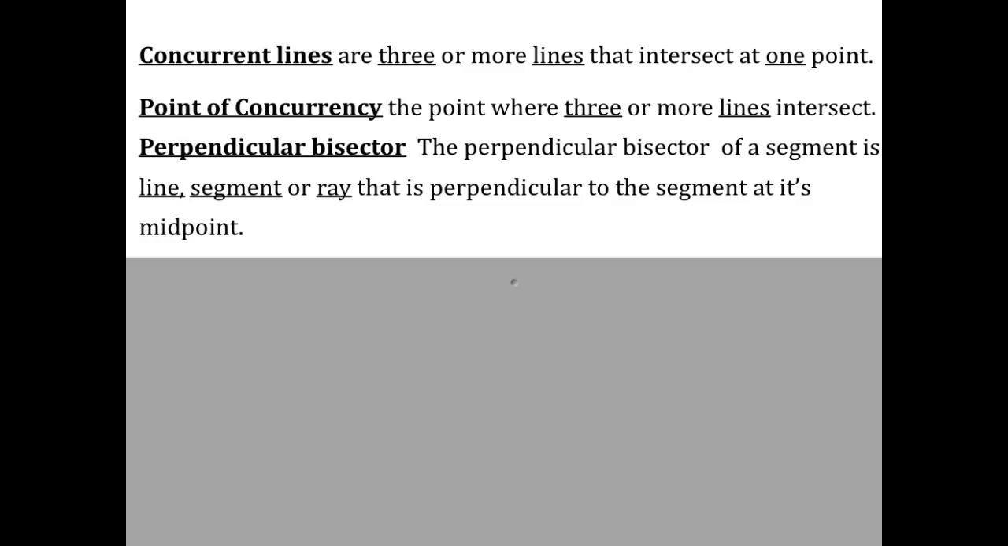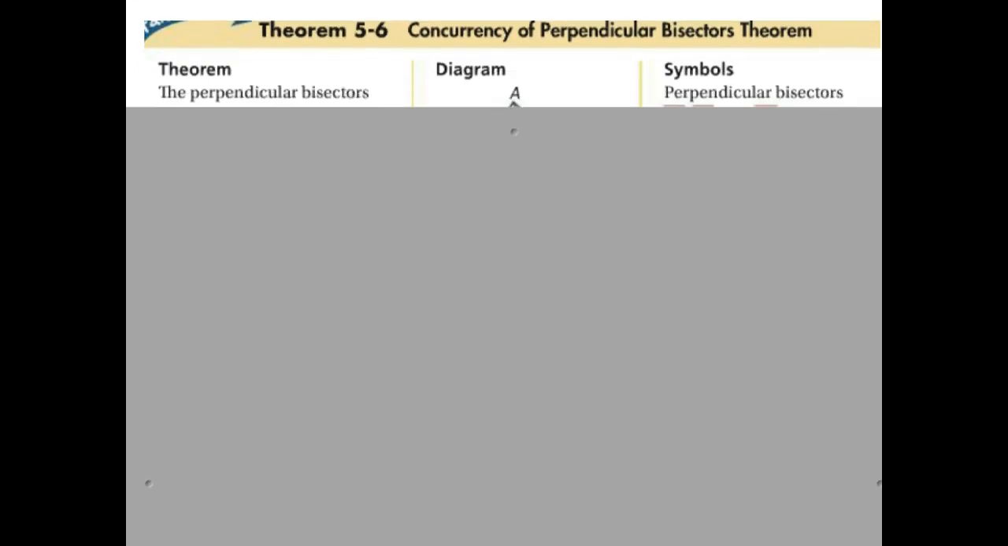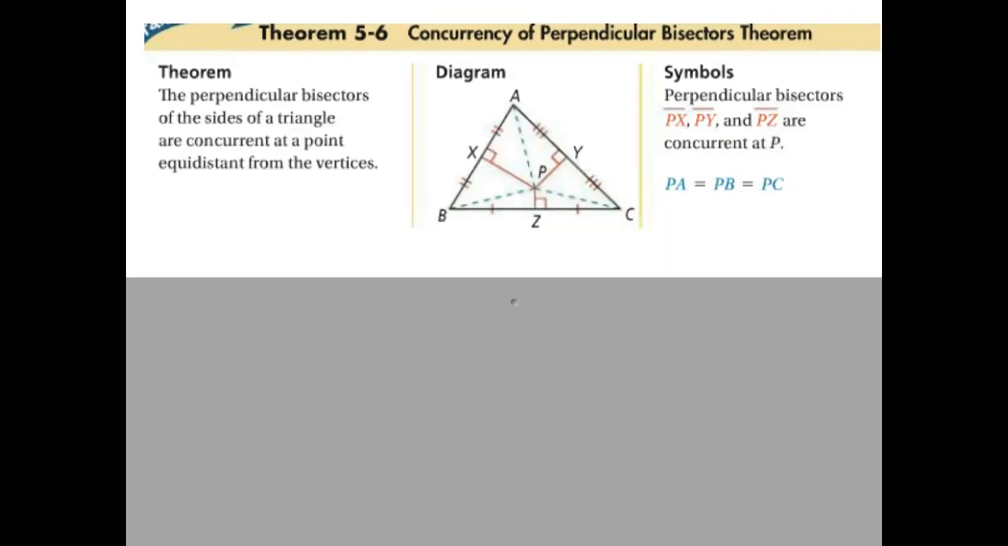So that leads us to our very first theorem, called the concurrency of perpendicular bisectors theorem. It says the perpendicular bisectors of the sides of a triangle are concurrent at a point that is equidistant from the vertices. So we take that apart in this diagram. These red lines that you have, XP, YP, and ZP, those are our perpendicular bisectors. It says that right here as well. Remember, they cut a side in half and make a 90-degree angle with it. And then that point of intersection where they meet is point P. That's the point of concurrency. It's where they're concurrent, where they all cross.